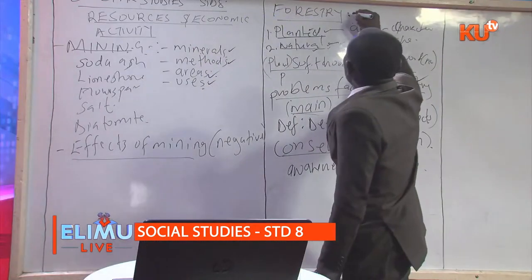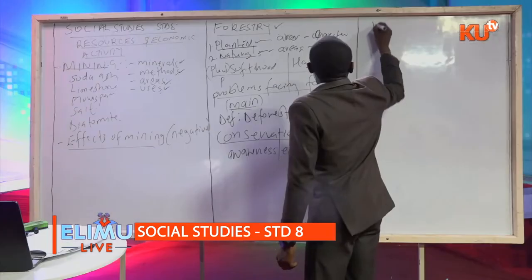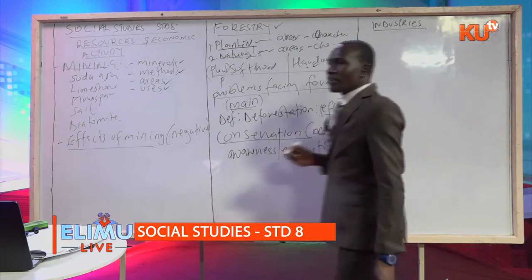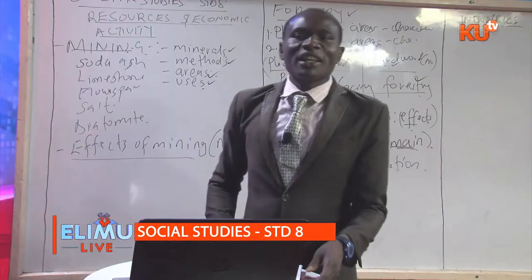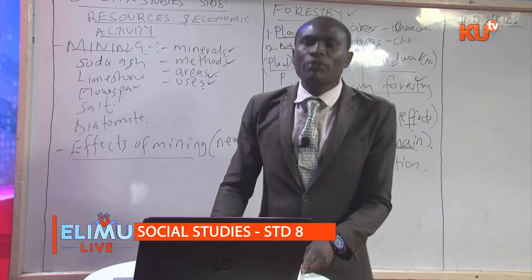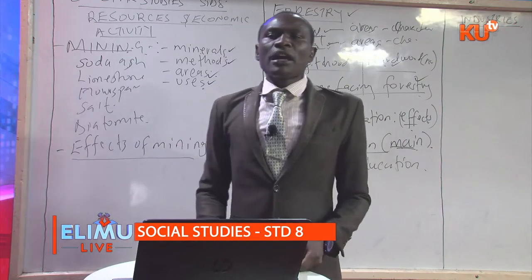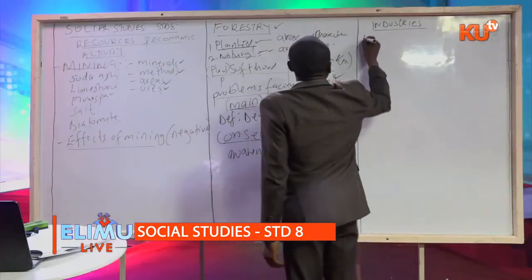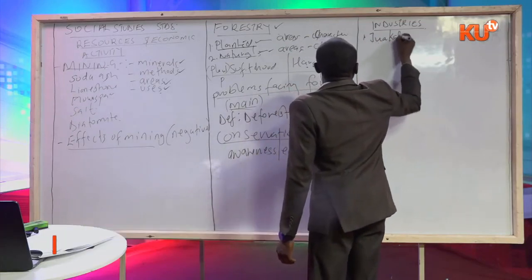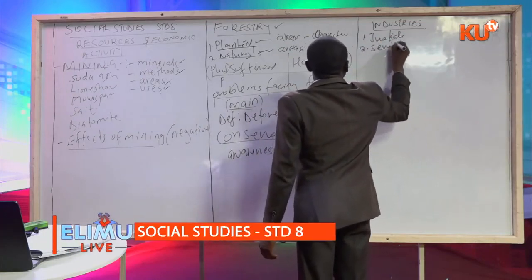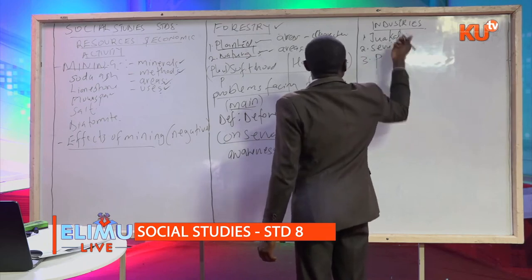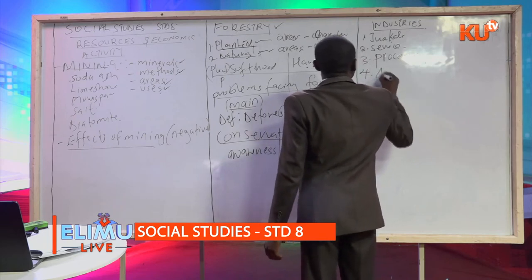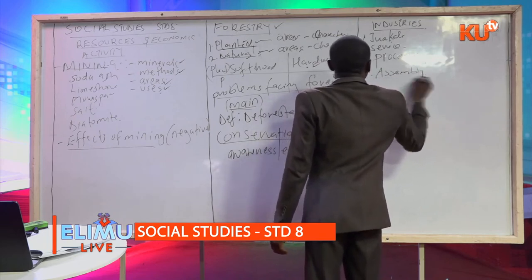That's about forestry. And then number three, let us look at industries. Industries is an area that is most commonly examined even in KCPE, and we'll be looking at some of these areas. Some of the industries that have been examined in some of the years: one, jua kali industry, that we'll be looking at today. Two, we have service industry. Three, we have processing industry. Four, we have assembly industry. And lastly, we have manufacturing industry.